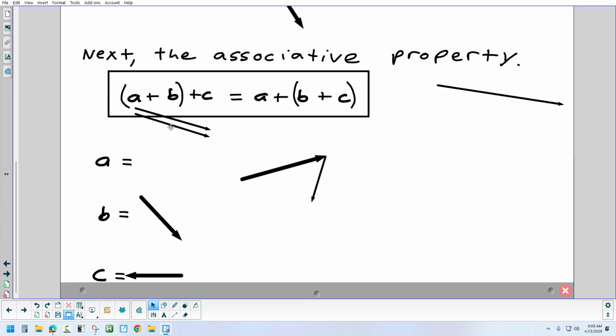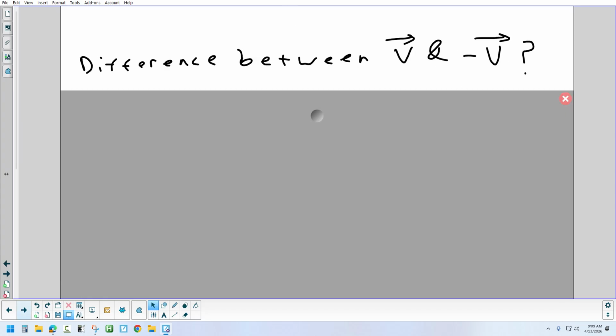And if I line them up, pretty close. They come out the same. So both addition and subtraction. Well, addition works with commutative and associative property. Okay, we are going to look at subtraction in a minute. And we're going to start by thinking about this idea. What would be the difference between the vector v and negative v?